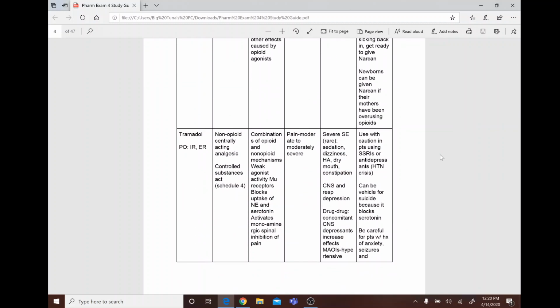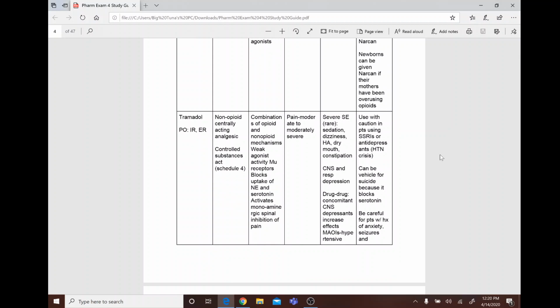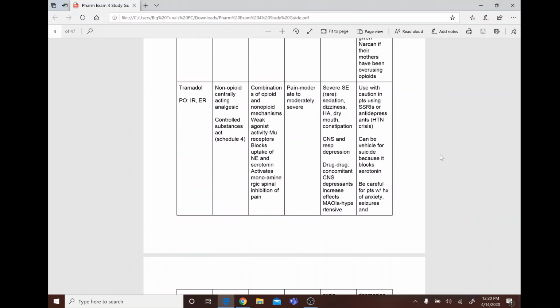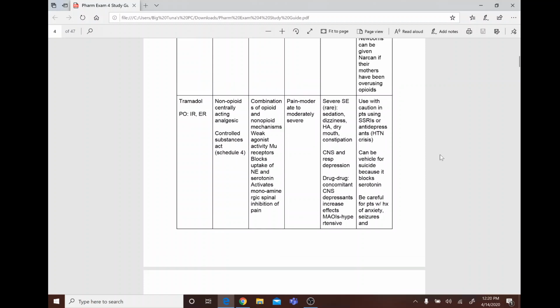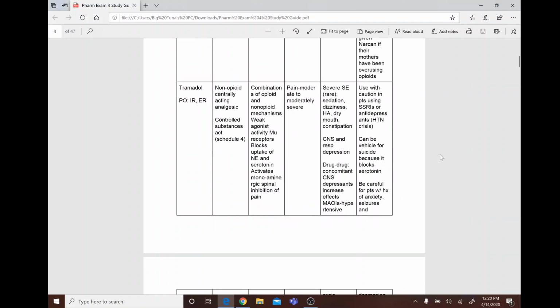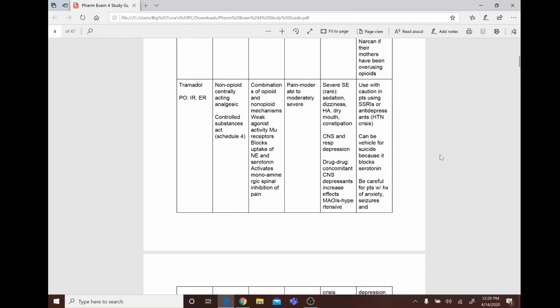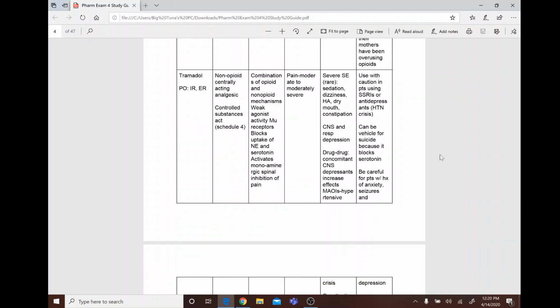With tramadol, we give this orally, extended or immediate release. Tramadol's therapeutic class is a non-opioid centrally acting analgesic, and it's a Schedule 4 drug. The action of tramadol is it's a combination of opioid and non-opioid mechanisms. Weak agonist at mu receptors, it blocks uptake of NE and serotonin. They activate monoaminergic spinal inhibition of pain.